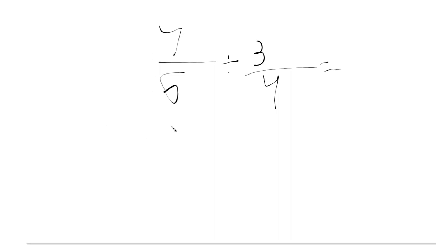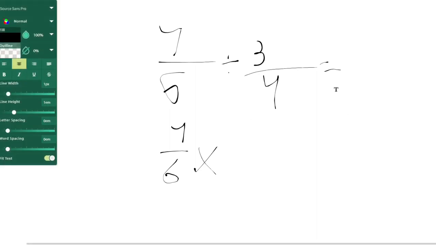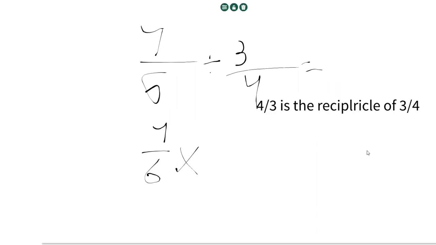Let's do it. 4 over 6, we're going to copy that. Division, we're going to change that to multiplication. And then what's the last thing we have to do? We're going to flip it. We're going to say 4 over 3 instead of 3 over 4, because 4 over 3 is the reciprocal of 3 over 4.